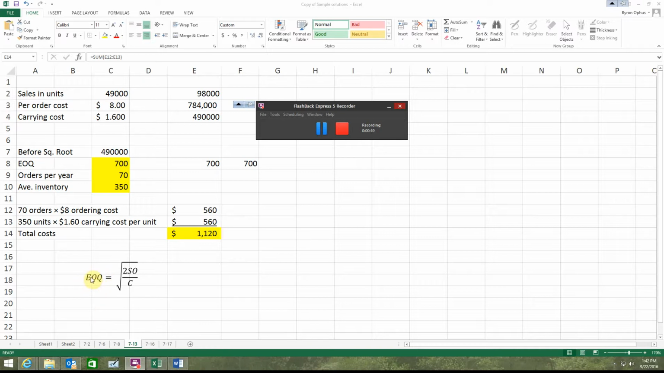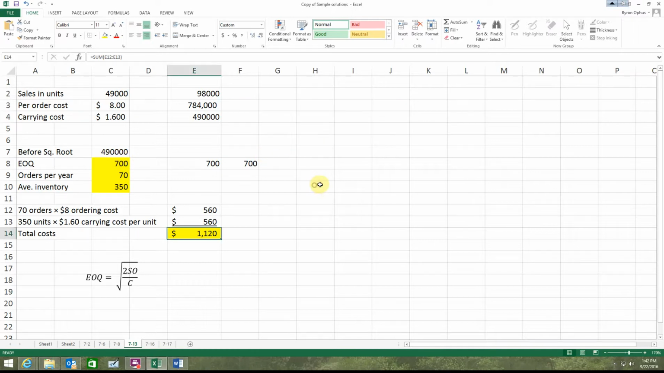The economic ordering quantity is what we're trying to find out here, right? And EOQ is equal to 2 times the sales in units times the per order cost, divided by our carrying cost, C, and we need to take the square root of that. Okay, so how do we do that?